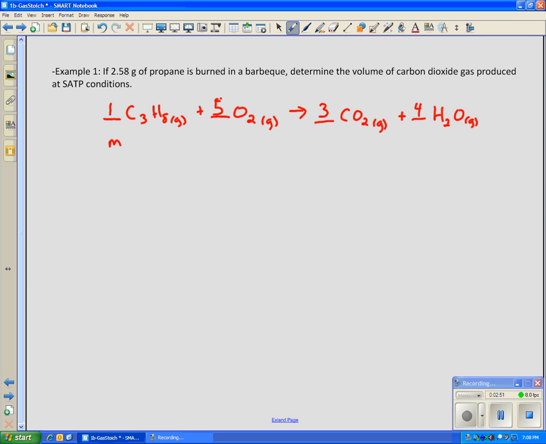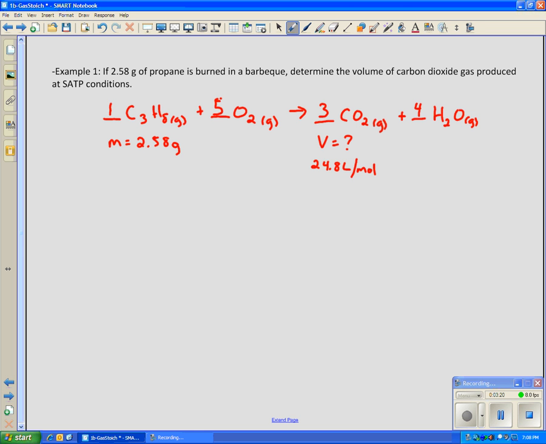We've started with a mass of the propane, 2.58 grams, and we're supposed to be finding the volume of carbon dioxide, so let's write that under the CO2. You might also want to write down the conditions, or in this case, because it's standard conditions, we could write down the molar volume, which is 24.8 liters per mole. So step number 1's done.